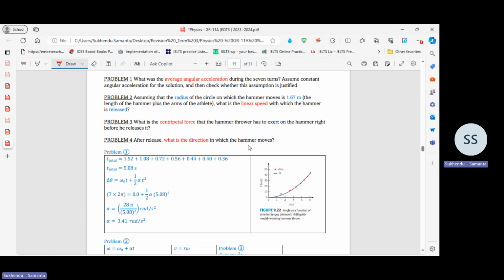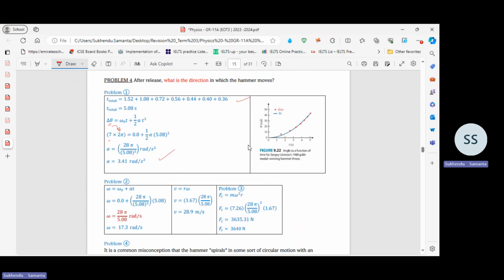First, step number 1, calculate the total time. So you can see here they have given different time intervals. So calculate all the time first. Then your delta theta. What is your angular displacement? So it is 7 revolutions. So 7 into 1 revolution, which is 2 pi, so 7 into 2 pi is your theta. Omega initial is 0, and half alpha t square. So from here you calculate your alpha.